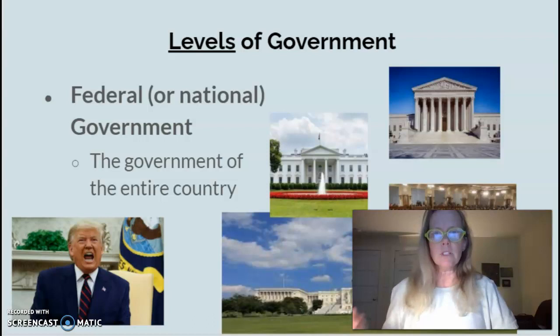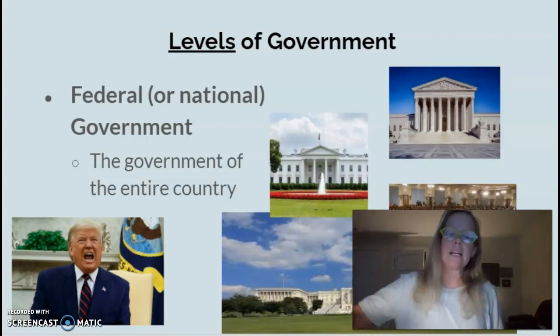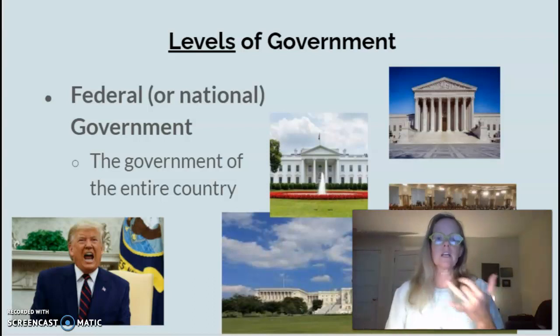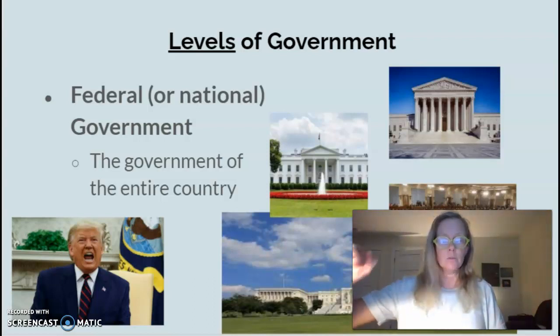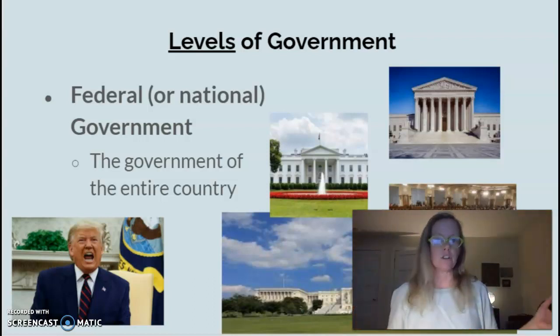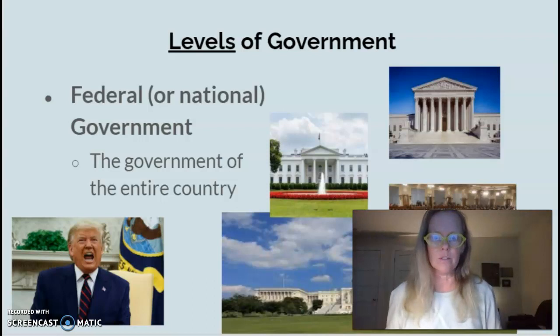As far as our levels of government, okay, we've got 3 levels. Don't confuse branches with levels. People do this all the time, okay? Branches are legislative, executive, judicial. Levels are going to be federal, which we see in the slide here. The government of the entire country, right? This is Washington, D.C., where all of this is.